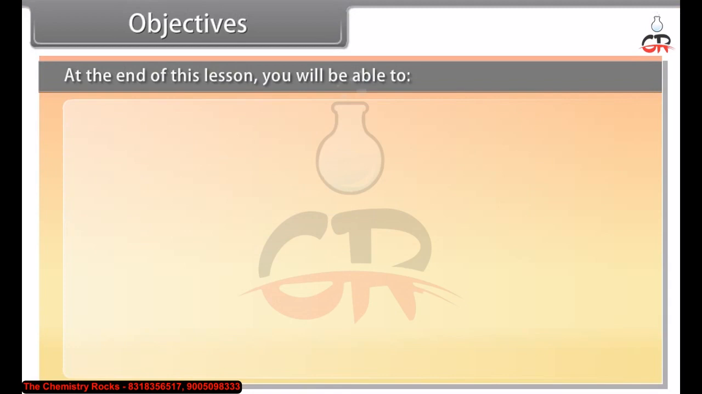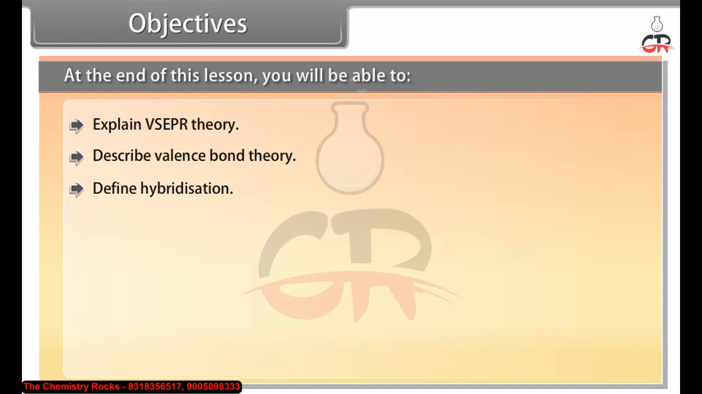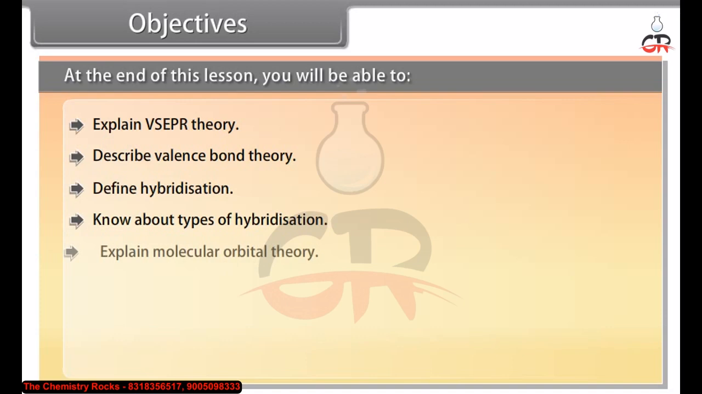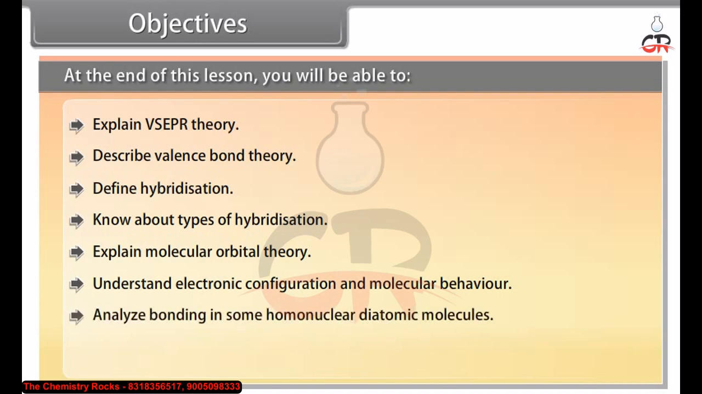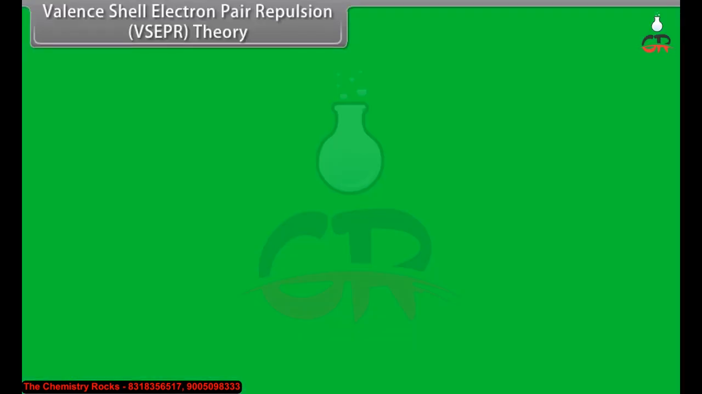At the end of this lesson, you will be able to explain VSEPR theory, describe valence bond theory, define hybridization, know about types of hybridization, explain molecular orbital theory, understand electronic configuration and molecular behavior, analyze bonding in some homonuclear diatomic molecules, and define hydrogen bonding. Valence shell electron pair repulsion, VSEPR theory.